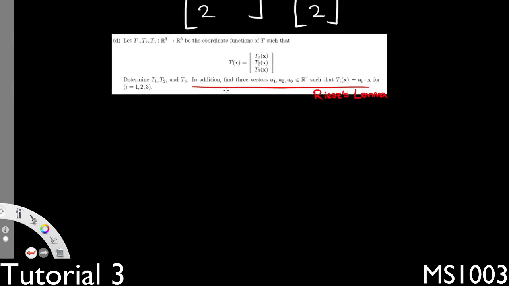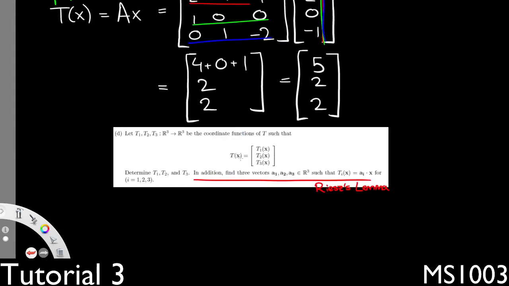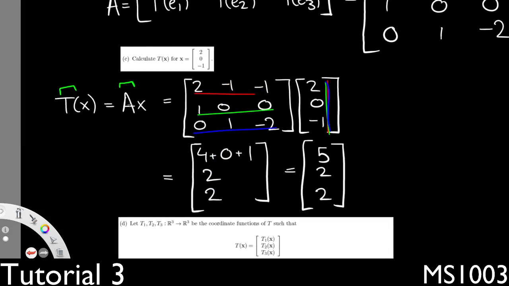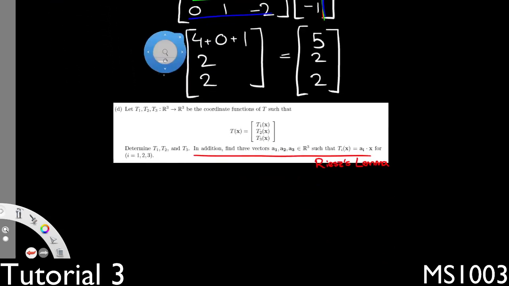Okay, so part D. I've already written in something here. So now what we want to do is, instead of expressing T as a matrix, like we did up here, T of x as a matrix times x, we're going to represent T by 3 different maps. Okay, we're going to represent it by a vector with 3 components. And the way you find what T1, T2, and T3 are is pretty simple.